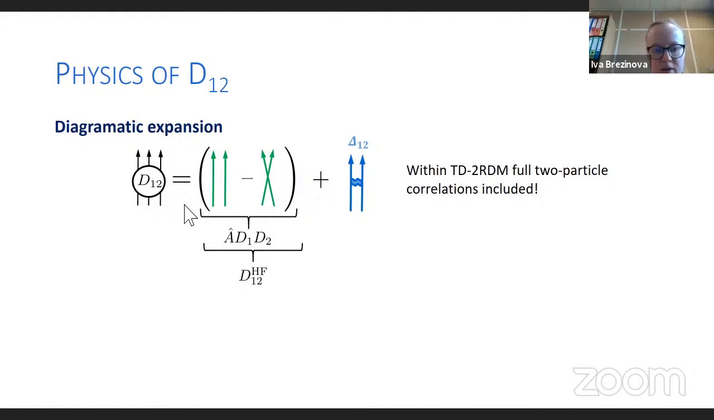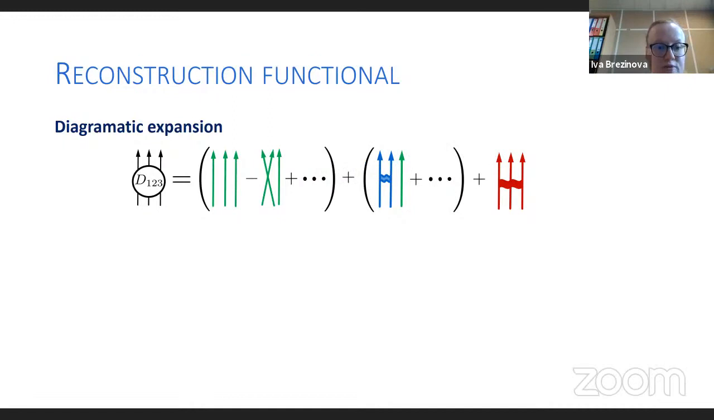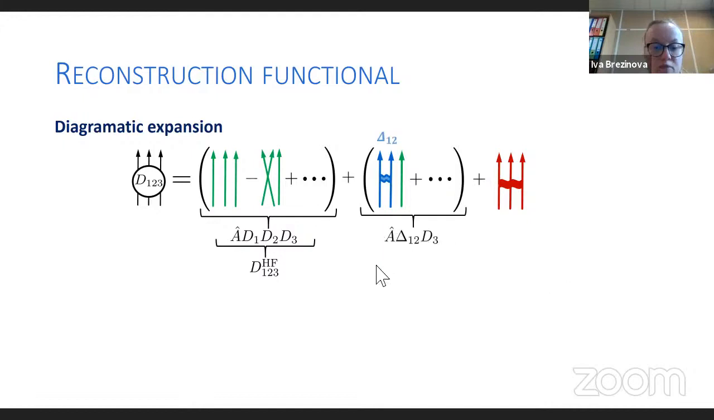But as I already mentioned, for a closure, we also need the three-particle reduced density matrix. So some components, again, are reconstructible by reduced objects. So this is, again, the trivial part, which is an anti-symmetrized product of three one-particle reduced density matrices. And again, this is the Hartree-Fock component. But then there is one component we can construct directly if we have the two-particle cumulant at disposal. So these are processes where two particles are correlated and the other one is not correlated. And this one can explicitly be written down as an anti-symmetrized product of the two-particle cumulant and one-particle reduced density matrix for the third particle.